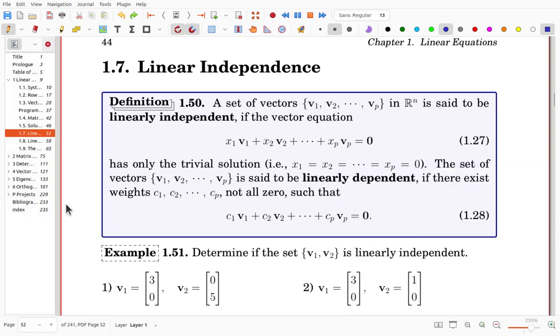Otherwise, we say it is linearly dependent. More precisely, if there exist weights C1 to Cp, not all 0, at least one is non-zero, such that this combination is 0, so the equation has a non-trivial solution, then the set of vectors is linearly dependent.